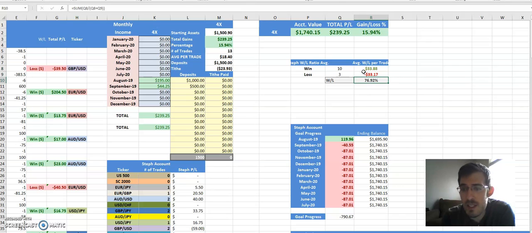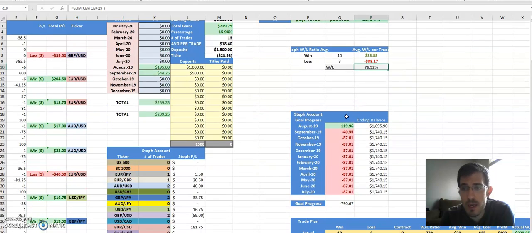So right now it's at a 76.92% win-loss ratio, which I've averaged out. So if you're above 68%, you're typically in the green. So that's what I like.